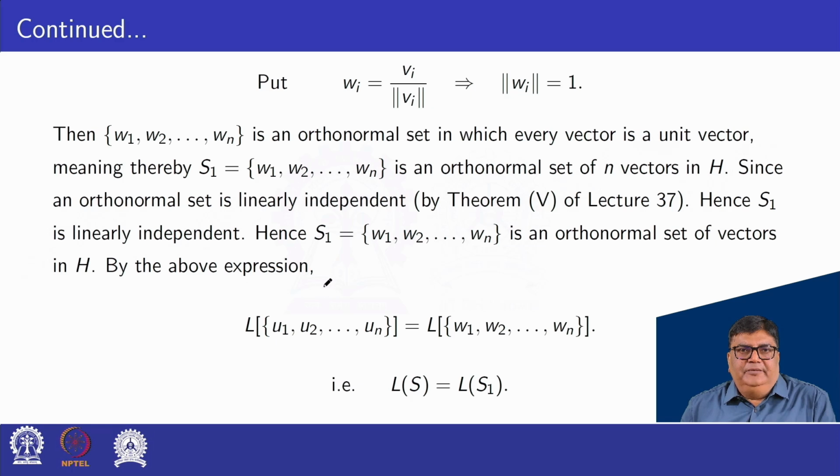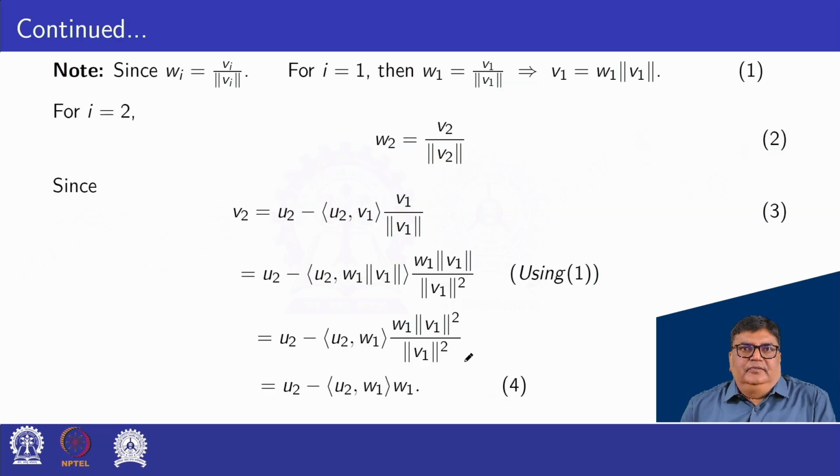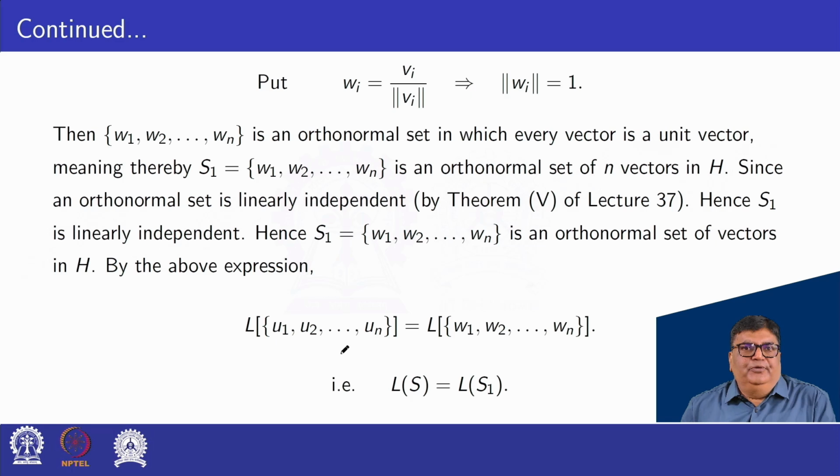By the above expression, the linear span of u1, u2 and so on up to un is equal to the linear span of w1, w2 and so on up to wn. That is, the linear span of S is equal to the linear span of S1. This completes the proof of the theorem.